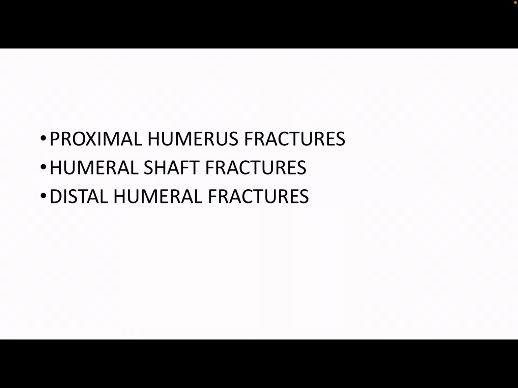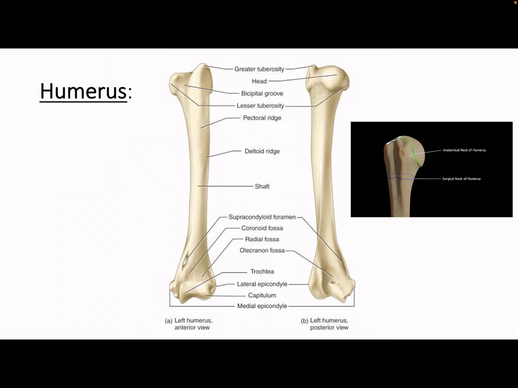So today I'll be discussing fractures of the upper limb. The upper limb has different bones, but I'll be discussing humerus fractures, especially proximal humerus fractures. At first you should know what the humerus is. The humerus is the longest bone of the upper limb, and it has different structures.